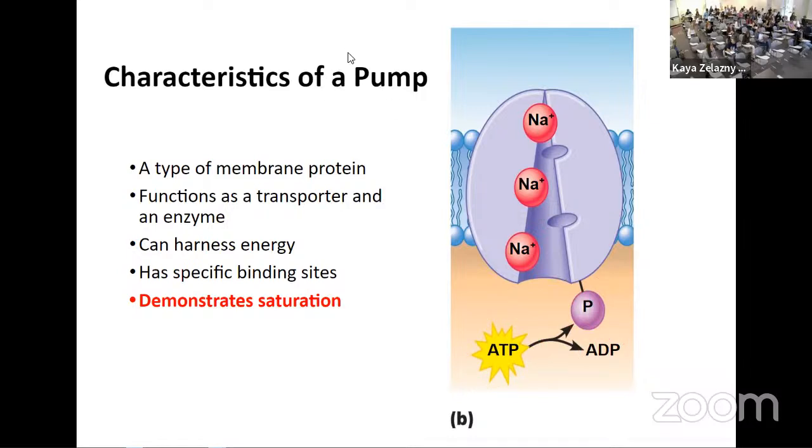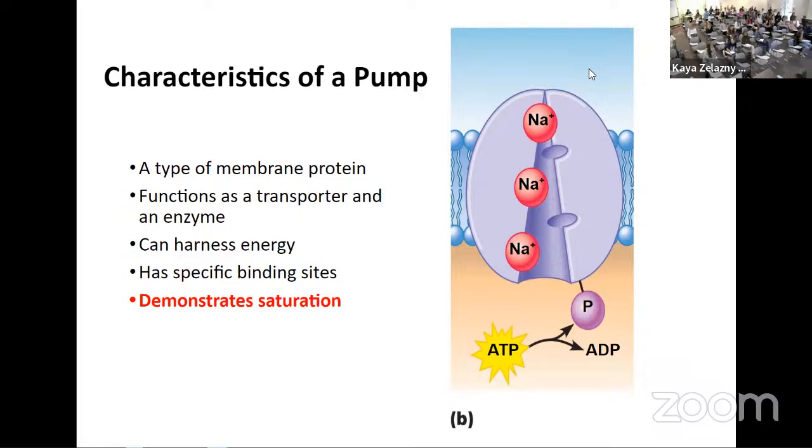So a pump can harness energy, usually in the form of breaking down ATP, getting the energy out of that last bond between the three phosphate groups. A pump is also going to have specific binding sites. So it's going to have pockets where something fits in, something binds in.